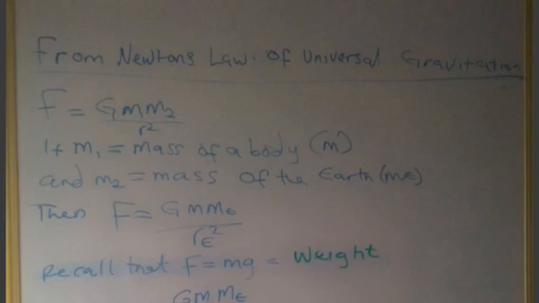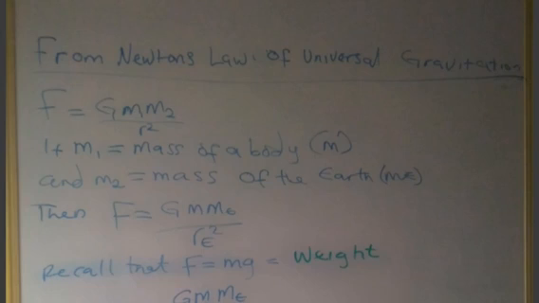Now when we put m1 to be the mass of such a body, m, and we make m2 the mass of the earth, I call it M subscript e, then I have a new equation, which is F equals G m M_e over R squared, where R is the radius of the earth.